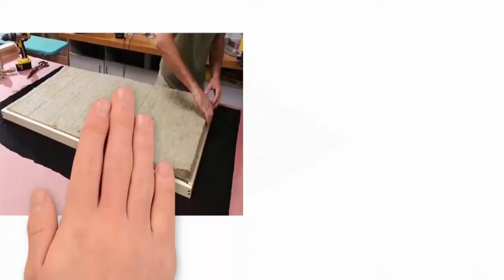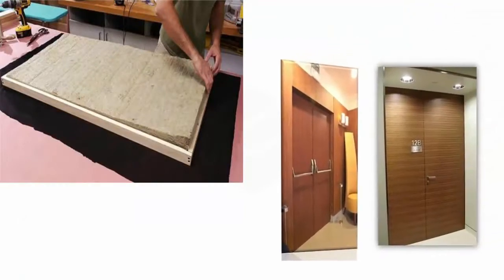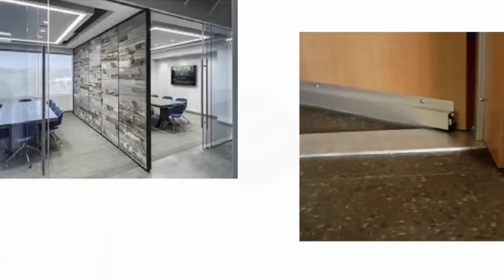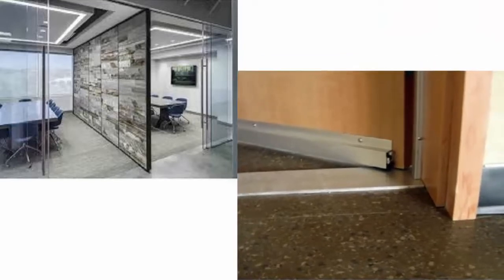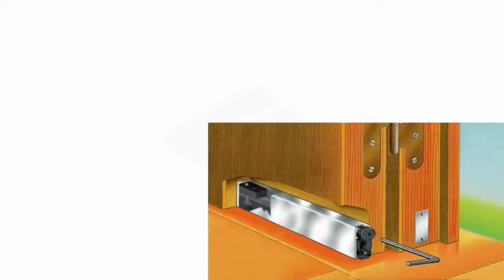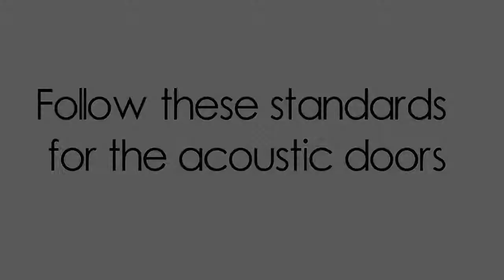Privacy. Installing acoustic elements ensures that private and confidential interactions are confined to the space. Customization. Acoustic glass to maintain openness, wood to integrate with office design. Sliding doors are problematic when it comes to soundproofing, but perimeter seals address the gaps that occur. Acoustic jamb gasket is a solution that further enhances privacy and reduces noise bleed when doors are closed. Follow these standards for the acoustic doors.